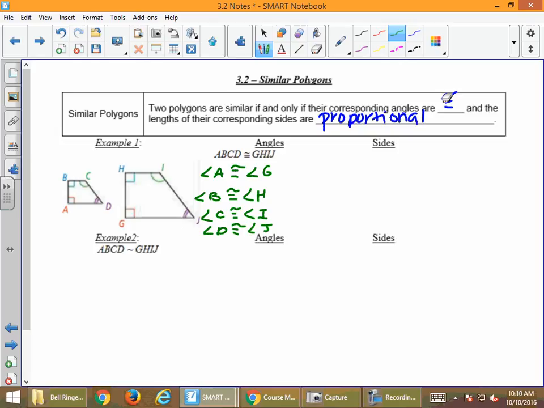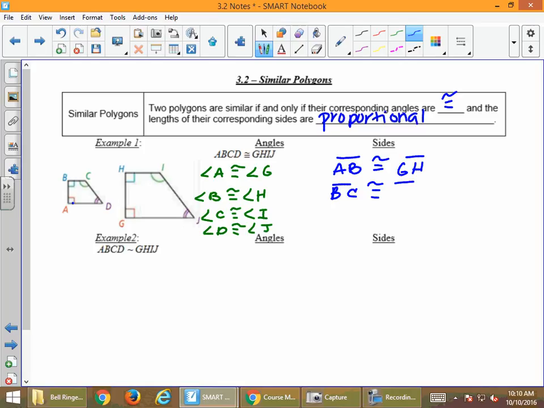Just like what we did with last unit, we're going to assume these figures are congruent. State all the sides that are congruent. So if we look here, AB would be congruent to which side? BH. Okay. BC would be congruent to which side? BC would be congruent to HI.